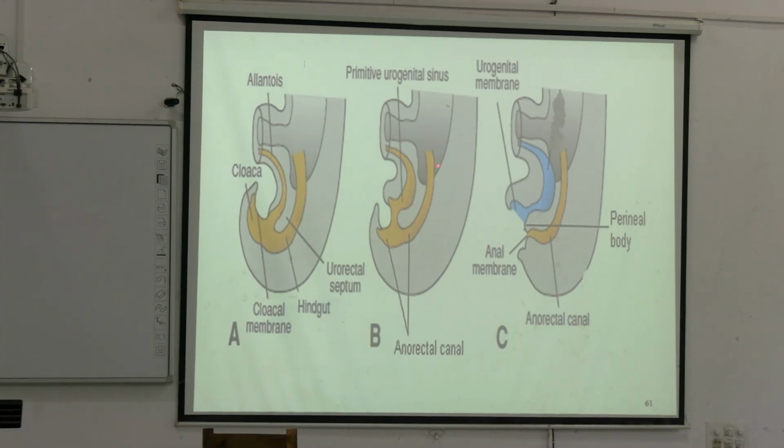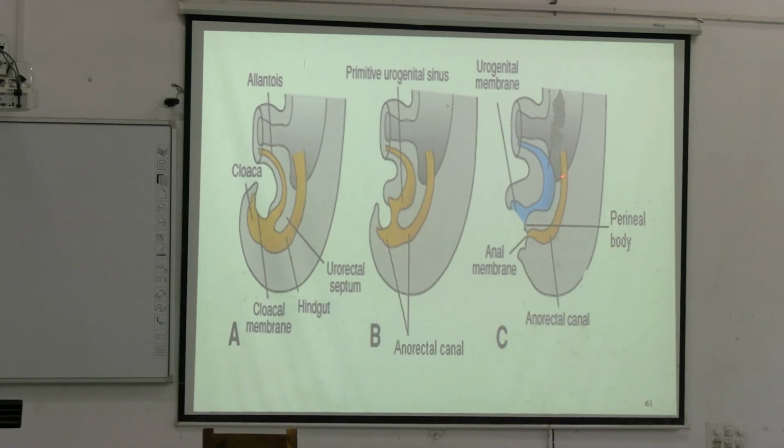Now, we follow this posterior part which is present in here. So, this mesenchymal tissue, known as the urorectal septum, splits this cloaca, and along with it, the cloacal membrane and proctodeum, into two parts, anterior part and posterior part. The posterior part, which you are seeing here, this cloacal membrane splits into two parts. The anterior one we call the urogenital membrane. The posterior one we call the anal membrane. So, we change the name in here.